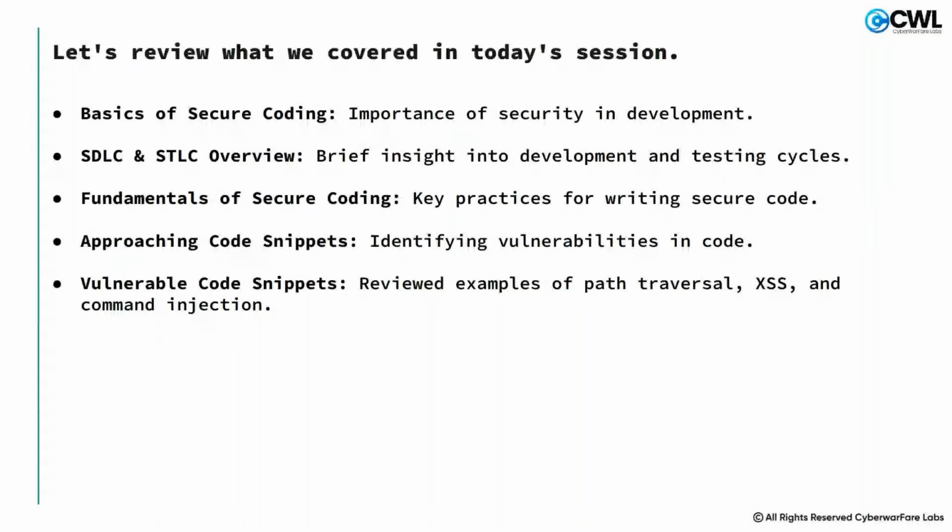We have seen the process and how each of these life cycles work. We have seen the phases inside each life cycle, and we have discussed the fundamentals of secure coding. We saw why we need secure coding, its importance, and what happens if our code is not properly secure. We have also looked at a few code snippets: path traversal, command injection, and XSS.